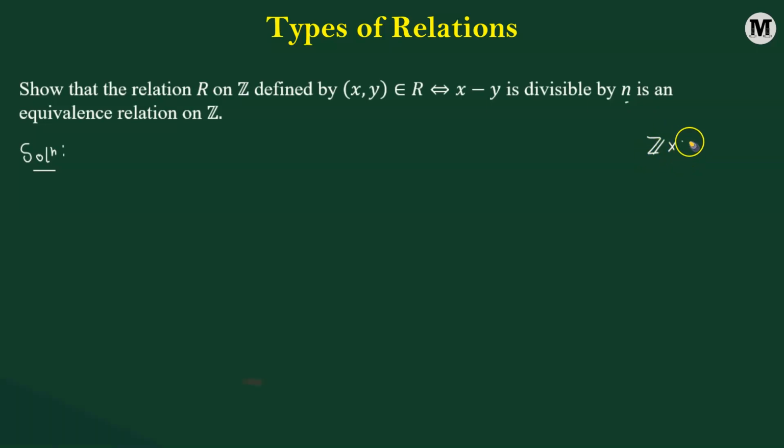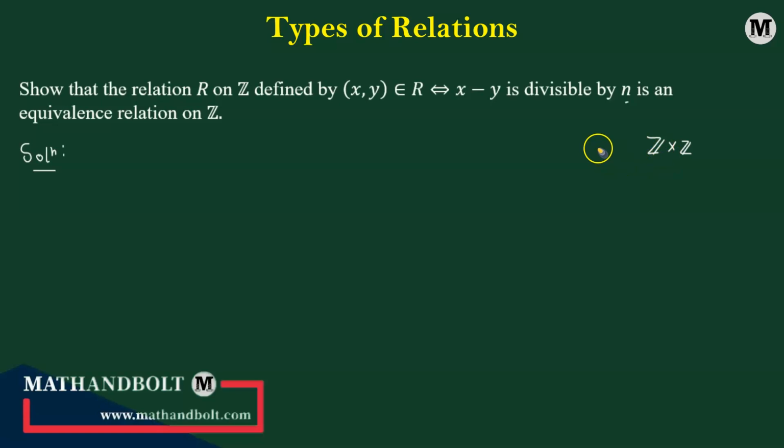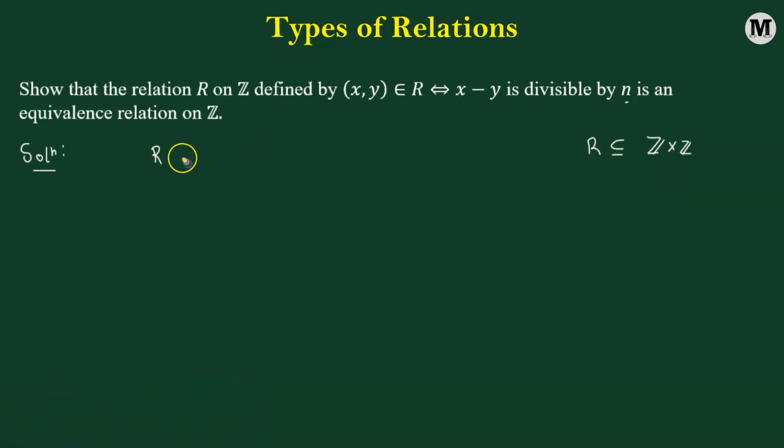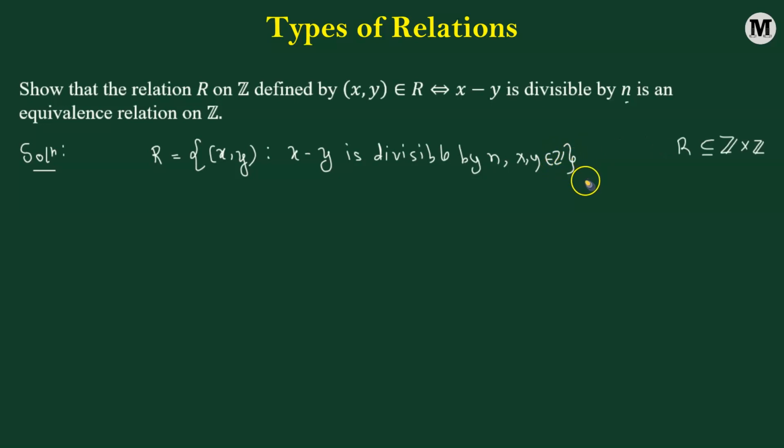If we take the Cartesian product of Z with itself, then the relation R is a subset of that Cartesian product. Now what is R here? R is defined as the set of ordered pairs (x, y) such that x minus y is divisible by n, where x, y belong to the set of integers. So this is the relation that has been provided to us. We have to show that this relation R is an equivalence relation on the set of integers.